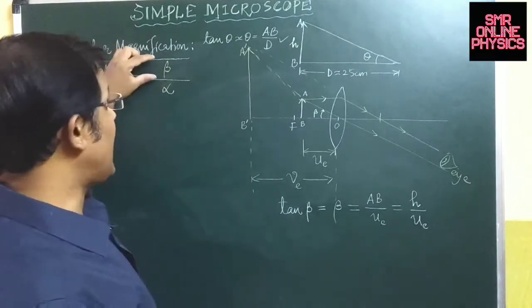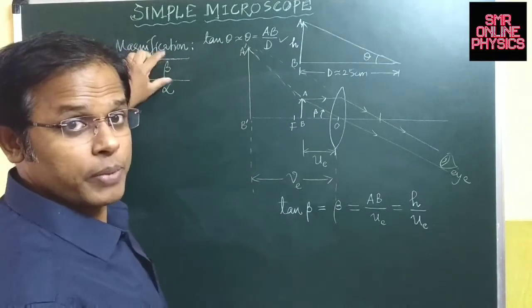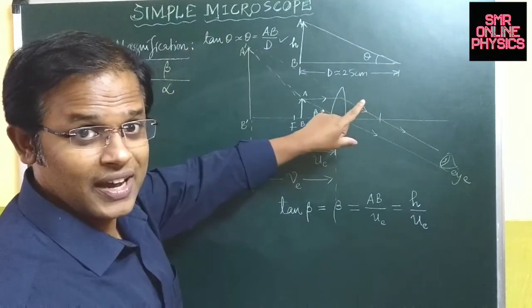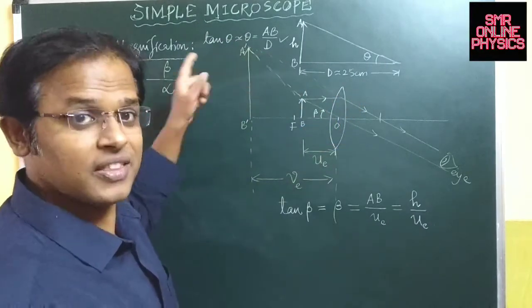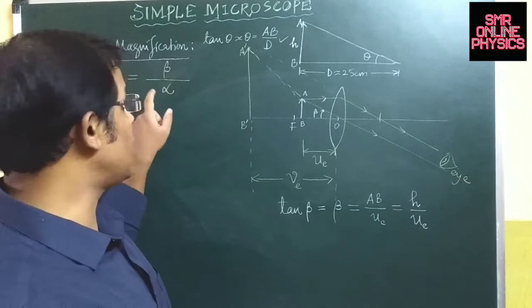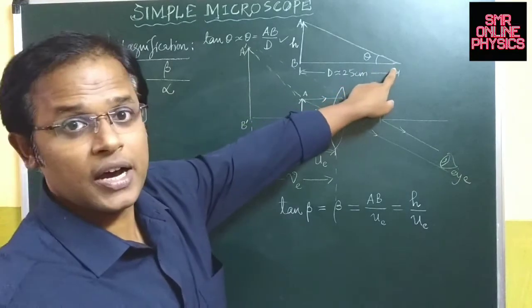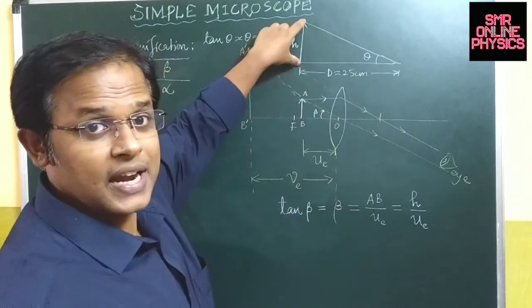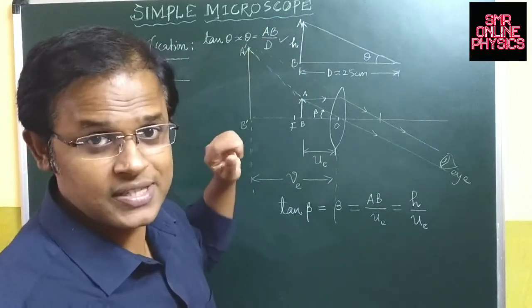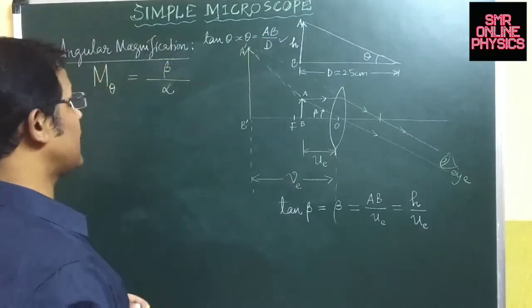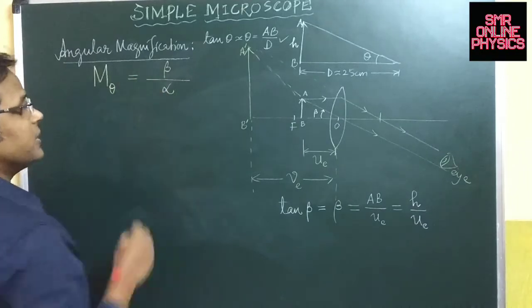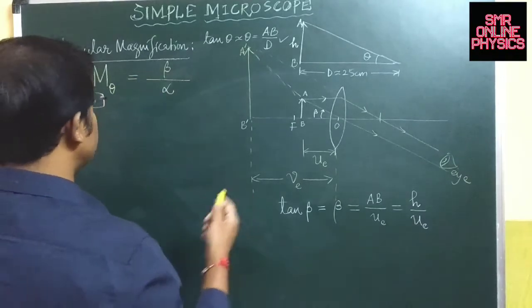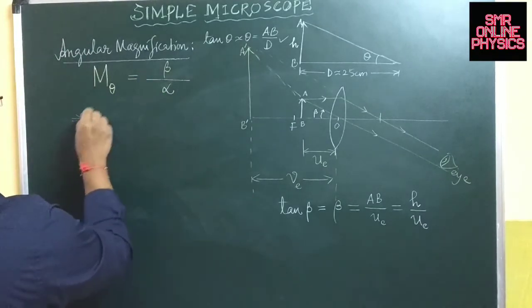Same is the case. Angle subtended by the image onto the eye, first image, then by the object. But this alpha is the angle subtended onto the eye when the object is placed at the minimum most distance, that is at the near point. Be exactly clear about that. That is your beta by alpha. So let's find out what we can do from here.